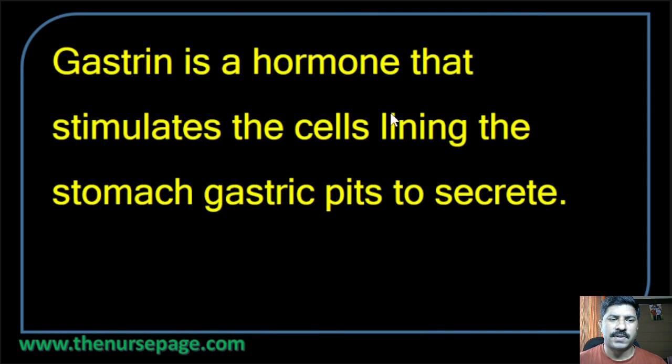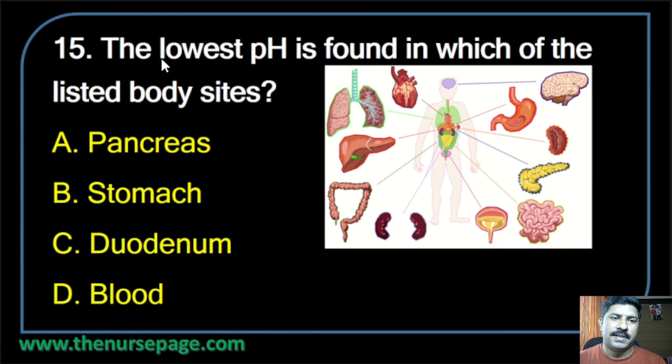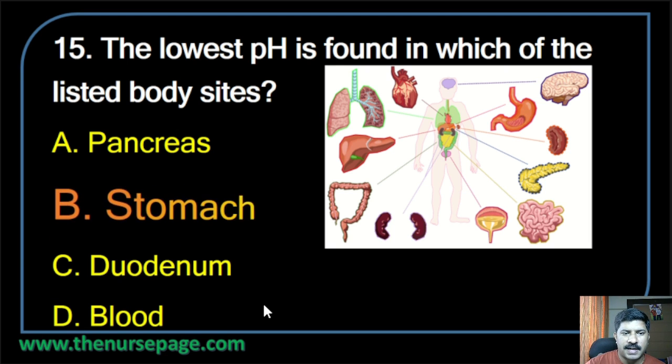Gastrin is a hormone that stimulates the cells lining the stomach gastric pits to secrete hydrochloric acid. That is the main gastric secretion. Then, lowest pH is found in which of the listed body sites? Pancreas, stomach, duodenum, blood. Correct answer, stomach.